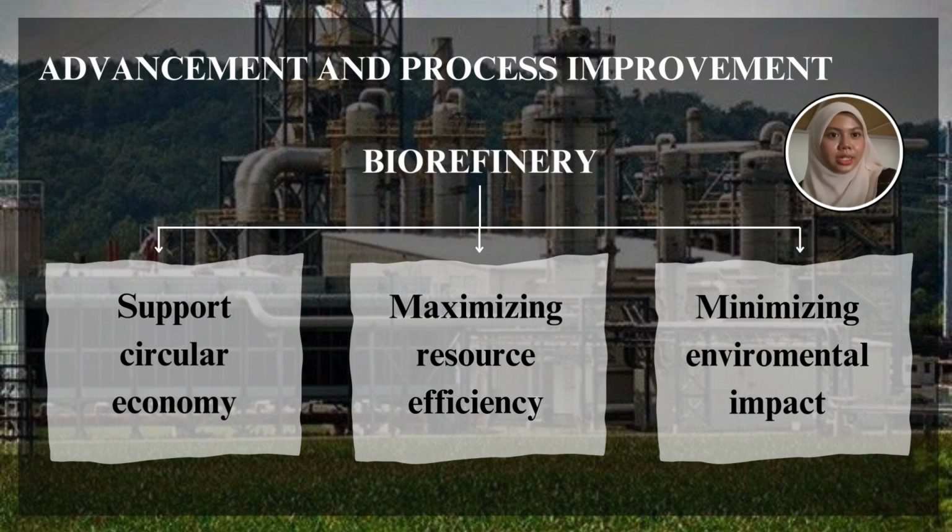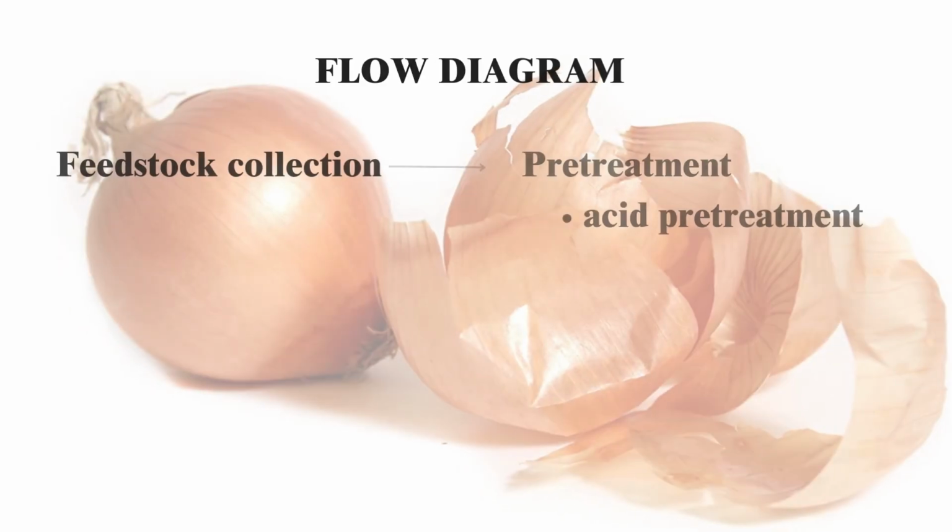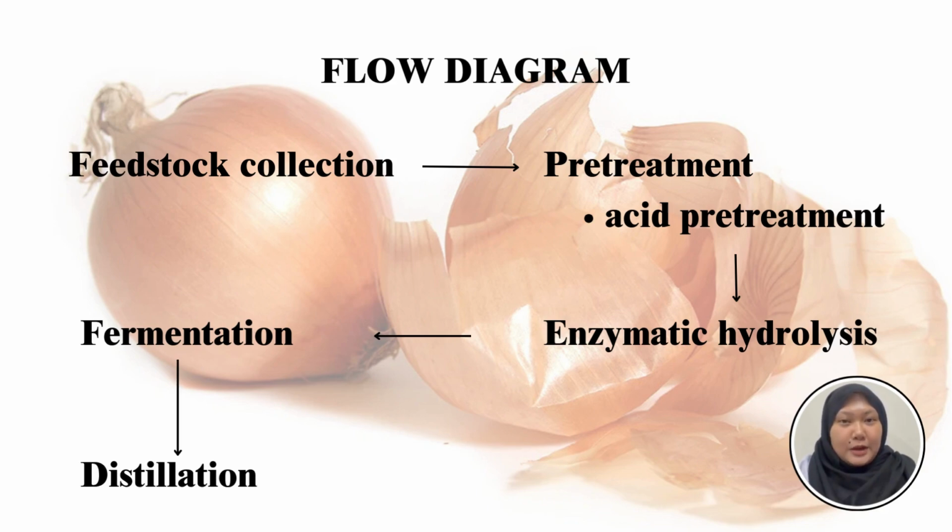And the third one is minimizing environmental impact. So when we use onion, we can minimize the impact to the environment because it requires no pretreatment, so no hazardous chemical is used in this process. In this slide, I'm going to explain the flow diagram of a biorefinery process, which is an advanced treatment to produce bioethanol from the onion skin.